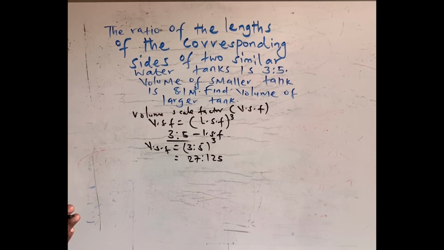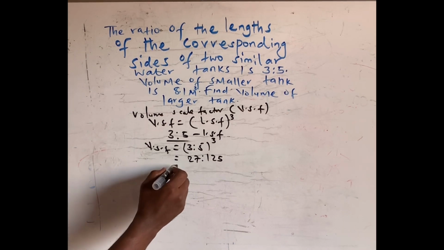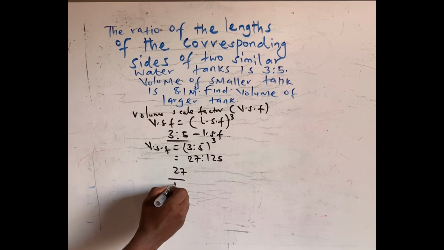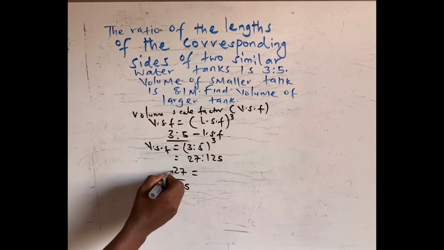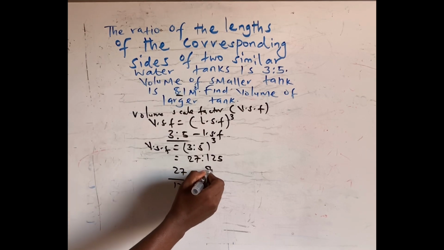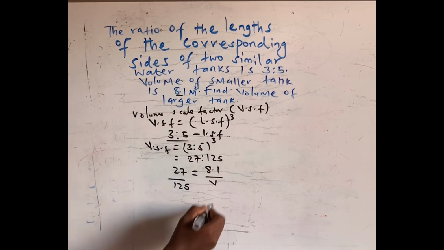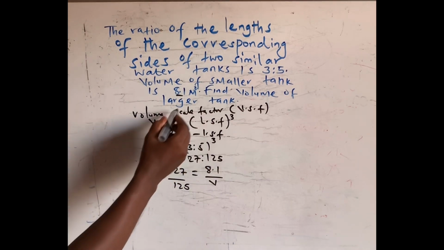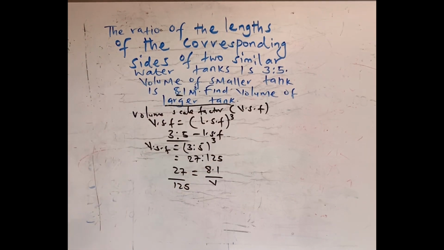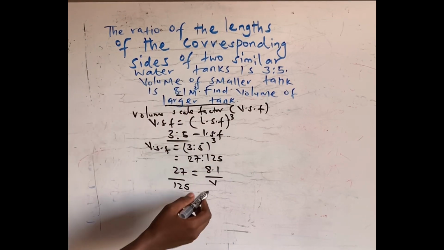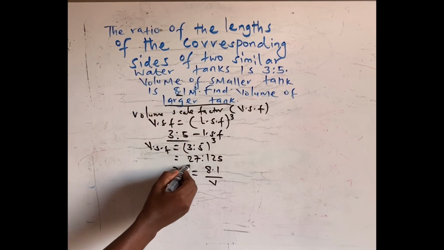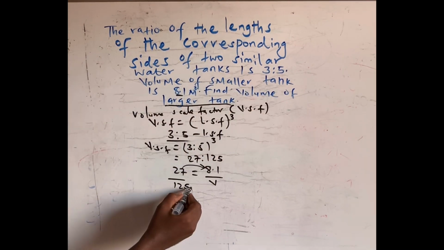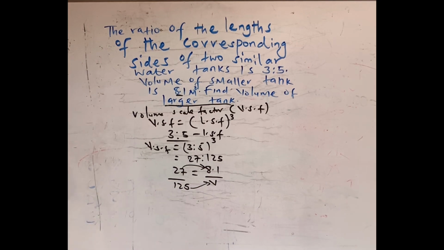From here we can set up an equation whereby 27 over 125 is the same as 8.1 over V, where V is the volume of the larger tank. We know that from the equation, 8.1 is the volume of the smaller tank. So 27 represents the volume of the smaller tank and 125 represents the volume of the larger tank.